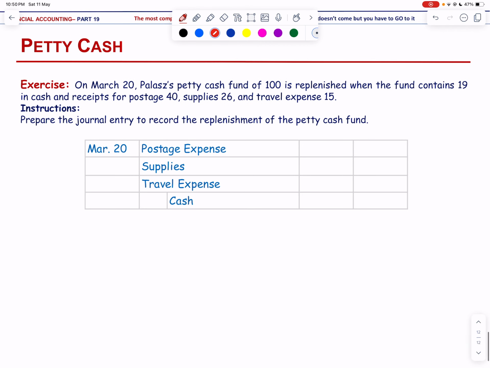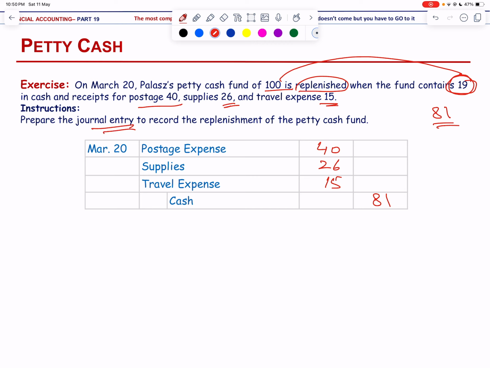Now on March 20, Palace's petty cash fund of 100 is replenished when the fund contains 19. That means the amount that has been spent is 100 minus 19, that is 81. In cash, and these are the expenses they have incurred. Postage is 40, supplies is 26, and travel expenses are 15. So the total amount is 81. So that is the journal entry to record the replenishment of the petty cash.